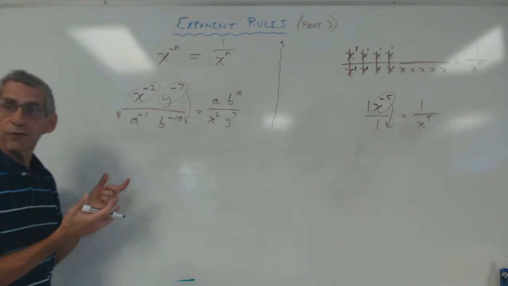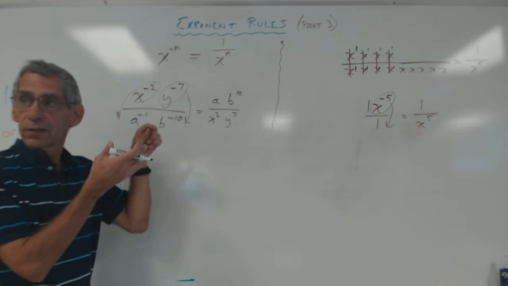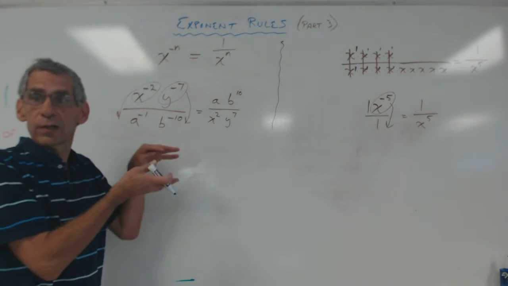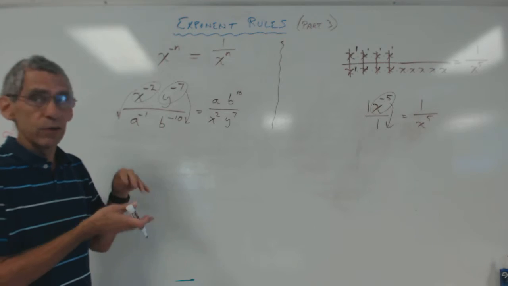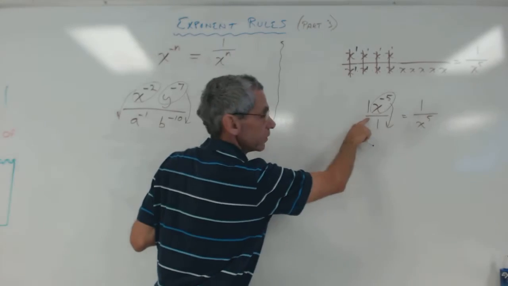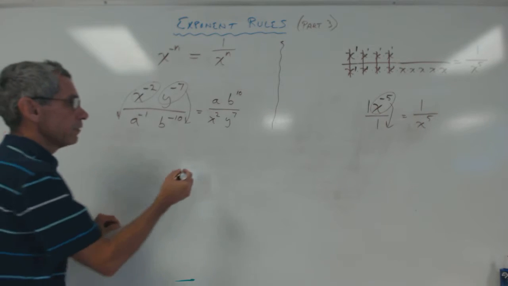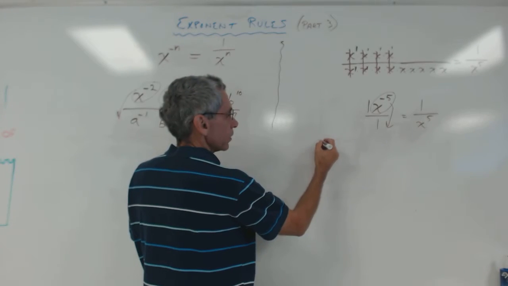So if there is a fraction already, then just move it across the fraction line, either down if it's upstairs, or up if it's downstairs. If there isn't a fraction line, make a fraction line, put it over 1, and then move it down. Now what if I gave you this though?